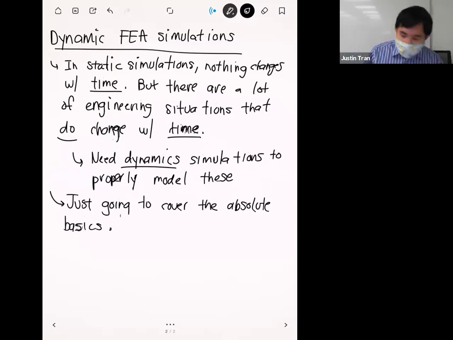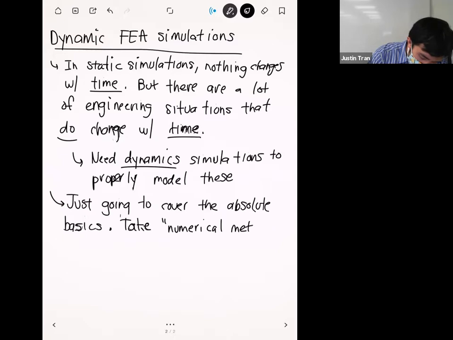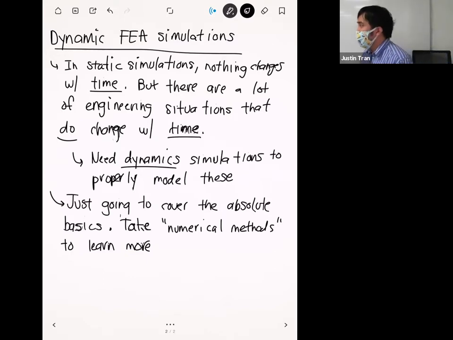But if you are interested in learning more, the class that you would take is something called numerical methods. And we do offer that here. It's not an EGME class, it's an EGGN class. So it's a general engineering class, and I believe it's EGGN 403.